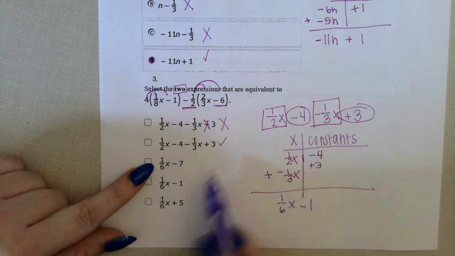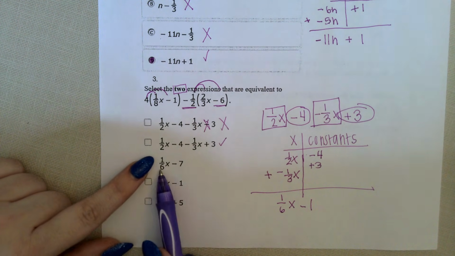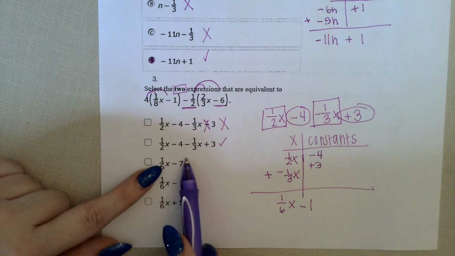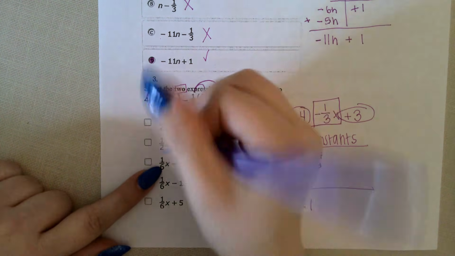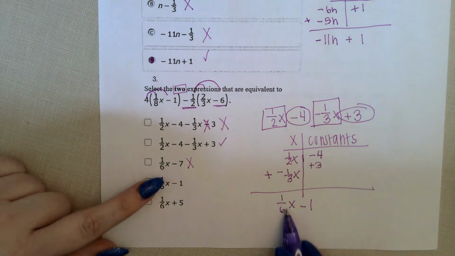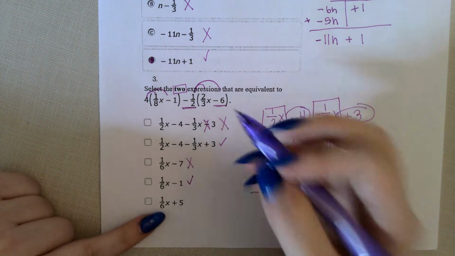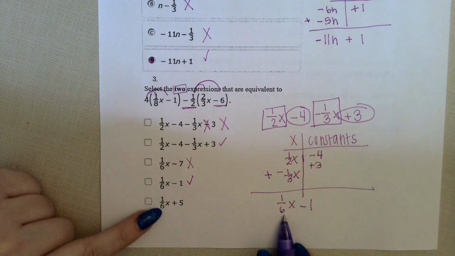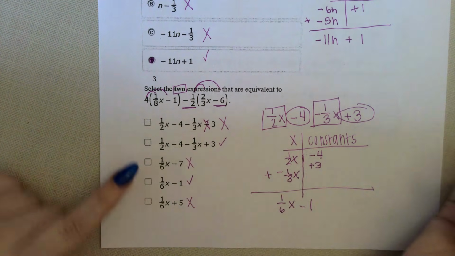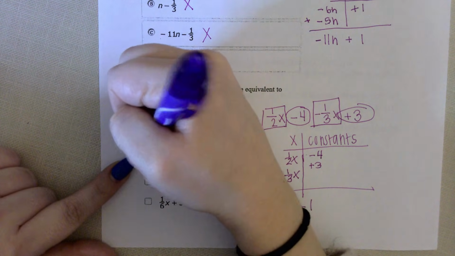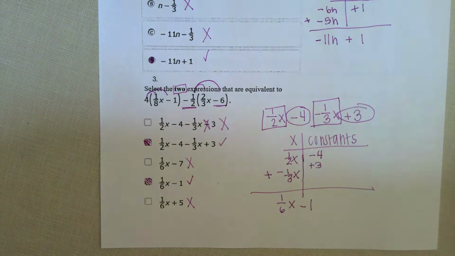Let's see. Then next we have 1/6 x. So these terms are already combined. I have 1/6 x minus 7. The minus 7 is not what we got, so this one does not work. I have 1/6 x minus 1. I think that one works. Let's double check the last one. 1/6 x plus 5. I got minus 1, so that one does not work. And we can check that these are correct because I got two possible expressions that are equivalent.